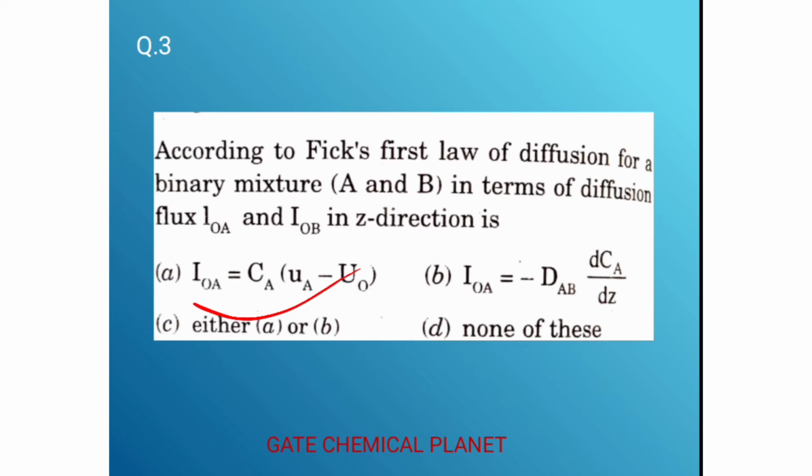And for option B, JA equals minus DAB del CA by del Z, which says the molar flux of a species in a particular direction is directly proportional to the concentration gradient, and it is in the Z direction. So A and B are species here, and Z is the direction of molar flux. So this option is also correct. So here option C is the appropriate answer, either A or B. Both options are correct for this. Now move on to question number 4.